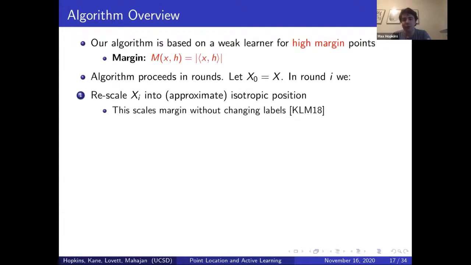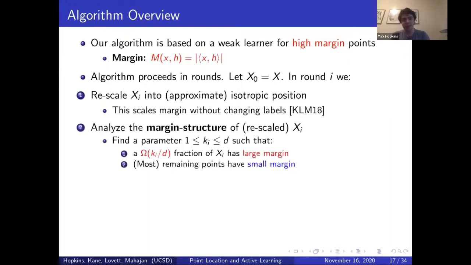So what we'll do is rescale x into some kind of nice symmetric position called approximate isotropic position. The idea with doing this is that it scales the margin. It gives some kind of nice structure to the margin of the points, but it doesn't change the labels of the points. So you don't have to worry about making mistakes after you do this scaling. Second, we'll analyze the fine-grained margin structure of our rescaled points. In particular, we prove that you can efficiently find a parameter ki somewhere between 1 and the dimension d, where a ki over d fraction of the points have large margin, and most of the remaining points have very small margin.